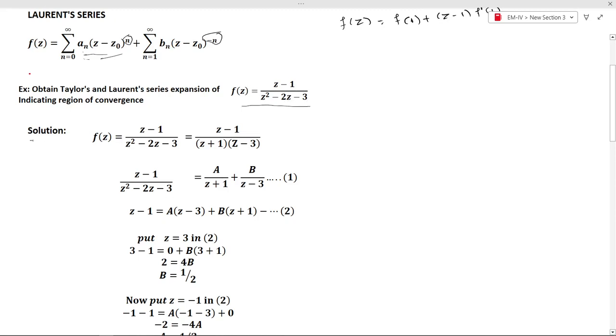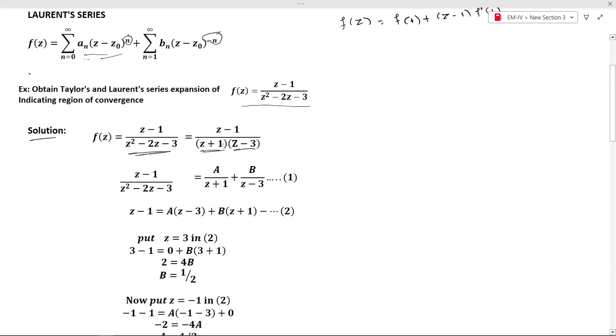So let's start the solution. f of z is equal to z minus 1 upon z square minus 2z minus 3. If we find the factors of this denominator, we will get the factors as z plus 1 and z minus 3.